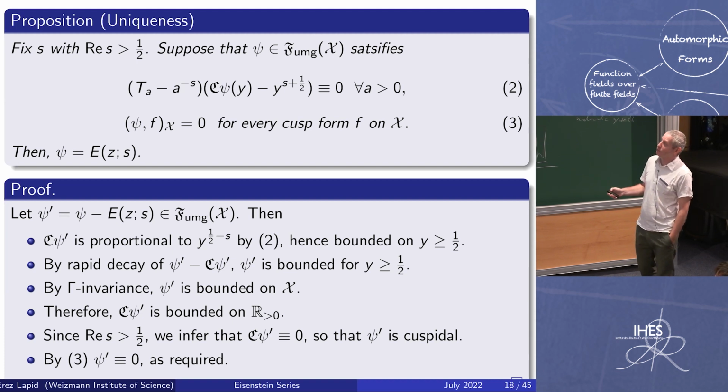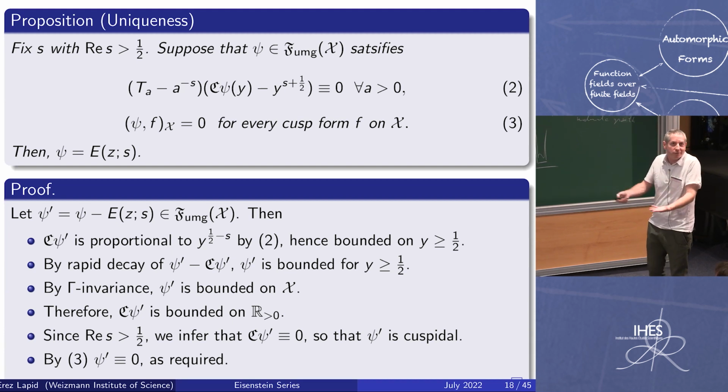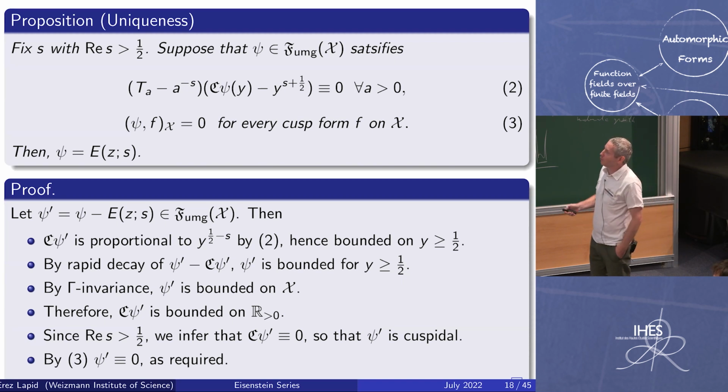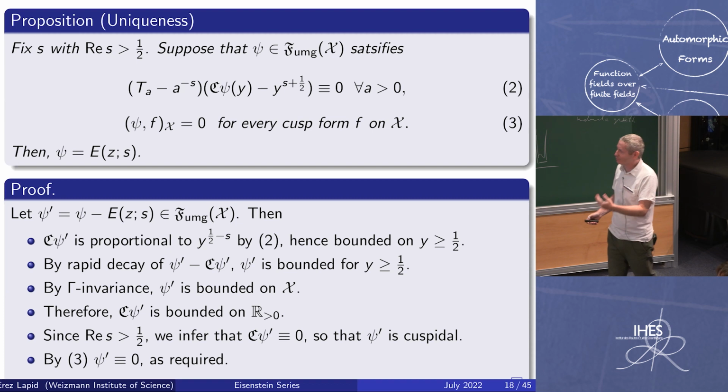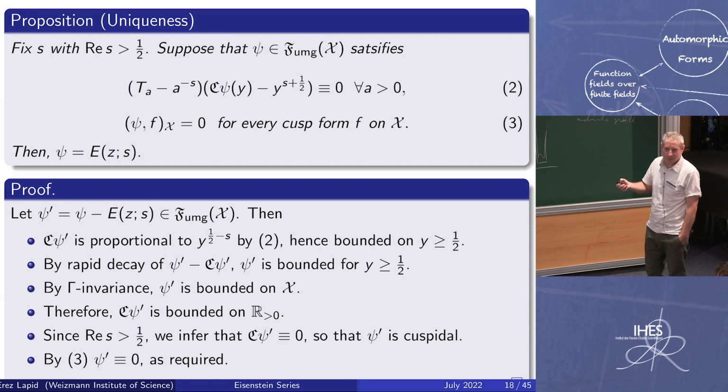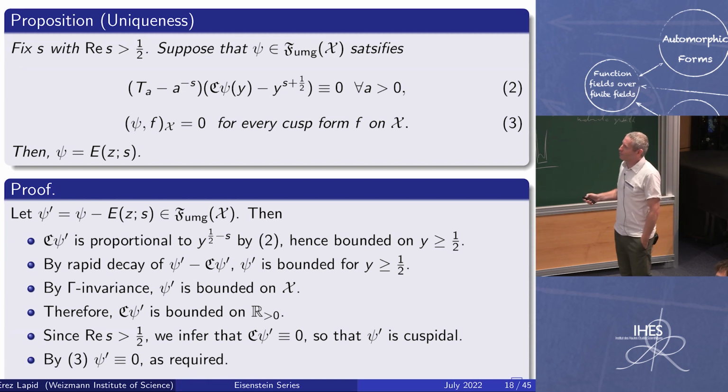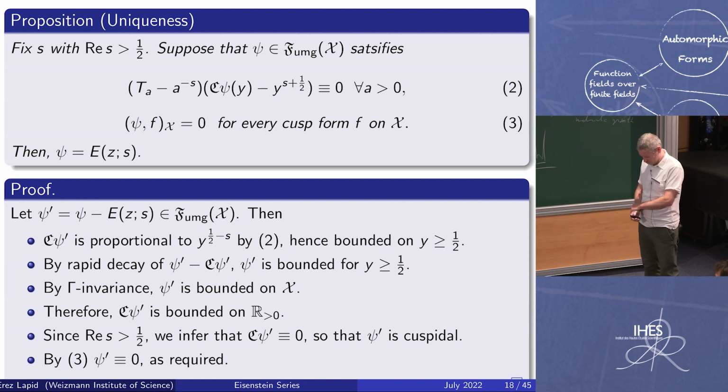And once the function is bounded on the whole space, then the constant term is bounded, right? The constant term is just taking the integral from 0 to 1. So now I get that the constant term is bounded not just for y bigger than half, but on the whole positive line. But remember, the constant term was proportional to y to the half minus s. So now, if I go for y close to 0, I will get that it must be 0, because y to the half minus s is not going to be bounded near 0, because real s is bigger than half. It's not equal to half. So the conclusion is that the constant term is 0. Okay, so one has to digest this argument, but it's a very nice argument.